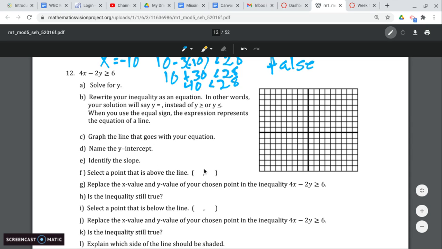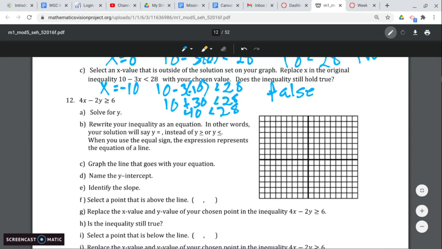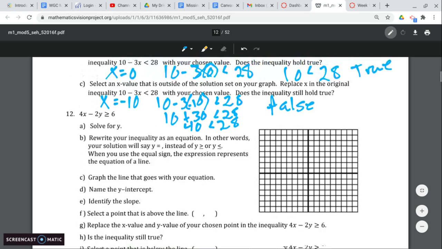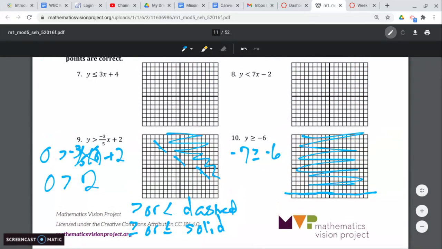Then you select a point that's above. You replace it. Is it true? Then you select a point below. So this is like where I plug in the (0, 0). You find out if it holds true, say whether or not it does, explain how you know where it should be shaded, and then decide whether or not it should be a solid or dotted line. So it's basically showing the thought process for what we did on these right here. So you can use that to help you think back to what you did here. You're just answering all those questions.